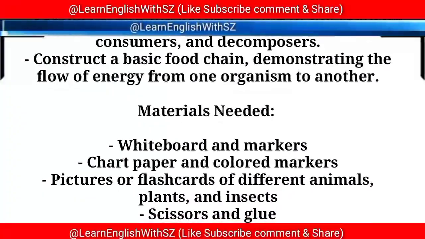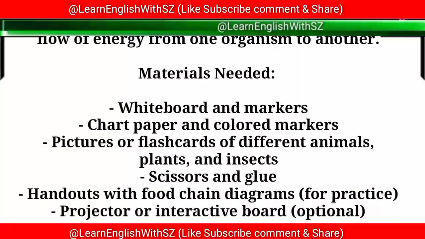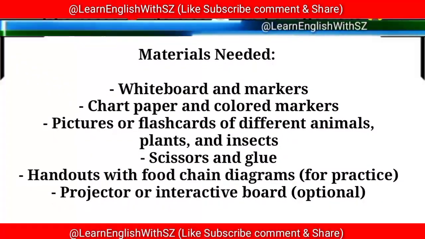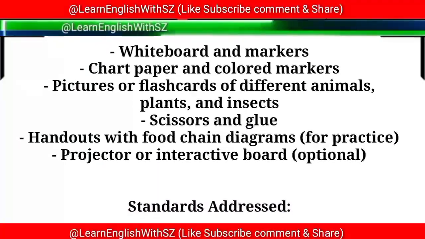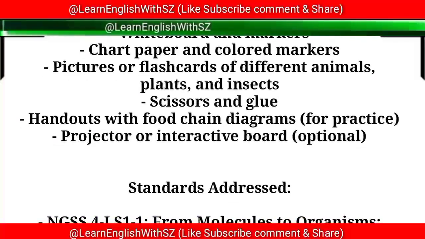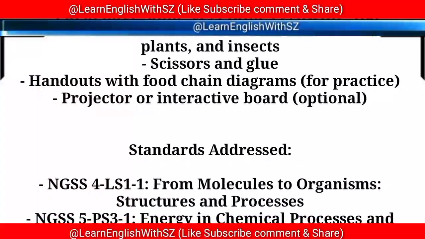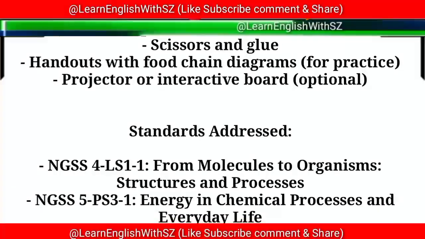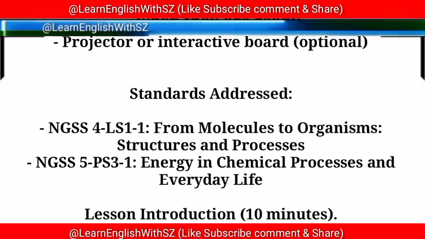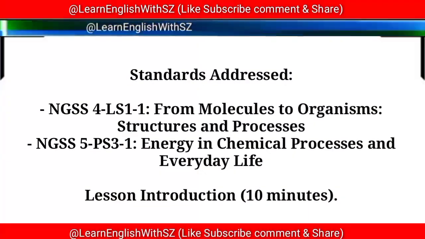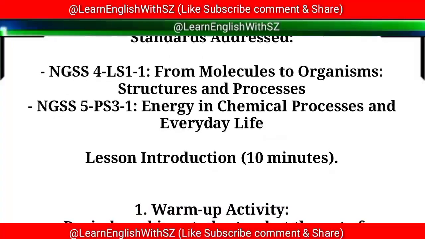organism to another. Materials needed: whiteboard and markers, chart paper and colored markers, pictures or flashcards of different animals, plants, and insects, scissors and glue, handouts with food chain diagrams for practice, projector or interactive board optional. Standards addressed: NCS for LS11, from molecules to organisms, structures and processes; NCS 5PS31, energy and chemical processes and everyday life.